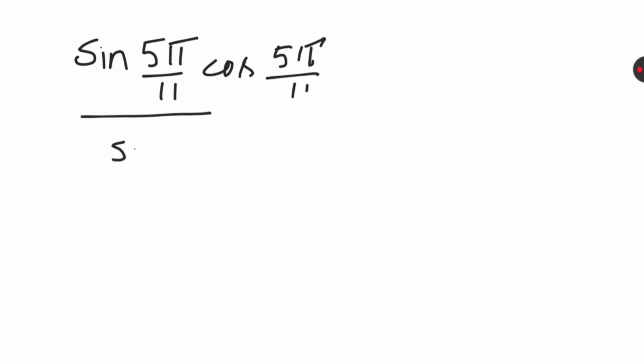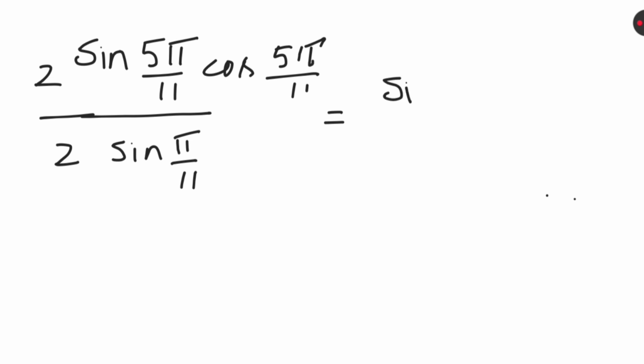After using that formula, we got sin 5 pi by 11 cos 5 pi by 11 divided by sin pi by 11. Observe the numerator: we have it in terms of sin A cos A. If you multiply and divide by 2 here, the numerator becomes 2 sin A cos A. What is the formula for 2 sin A cos A? It is sin 2A. So the numerator turns into sin 2A. So sin 2 times A, where A is 5 pi by 11, after multiplying we are going to get 10 pi by 11.